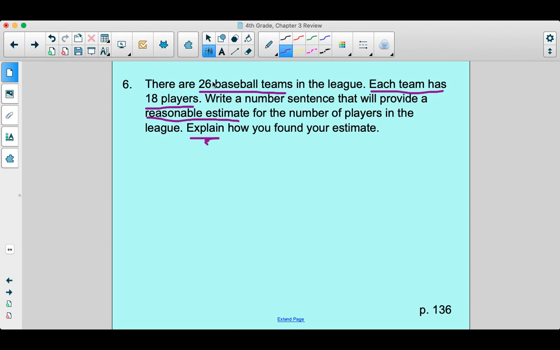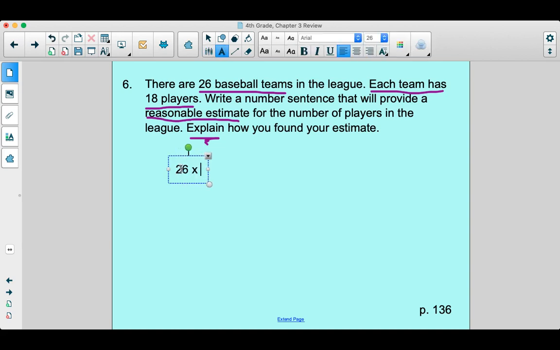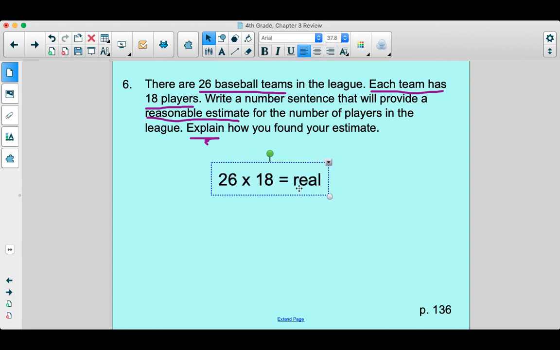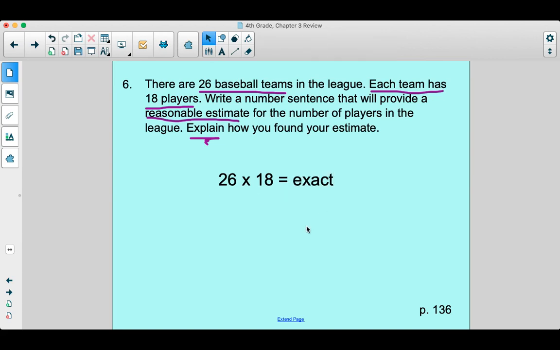I'm looking at our numbers. 26 times 18 is the real thing that a question would provide us, the exact. You know what? I don't like my word real. I'm going to change it to exact. I'm going to be more precise with my words there.